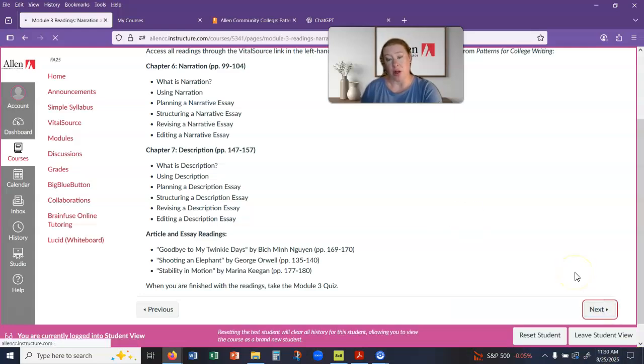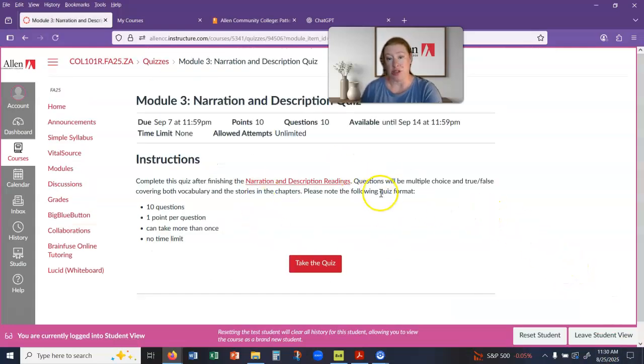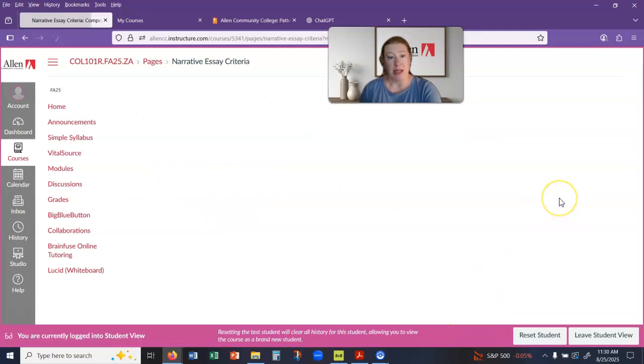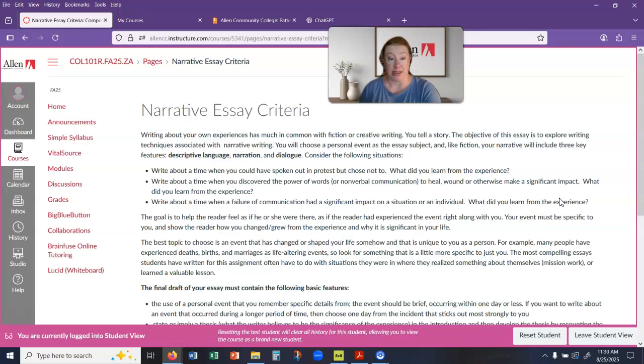So once you have read all of that, then take the quiz. Just like the other quizzes in this class, you can take it as many times as you want to, and then you'll get into the actual essay assignment. So in this module, you have 2 assignments related to just preparing yourself to write the narrative essay. There are a couple of things that you want to think about.